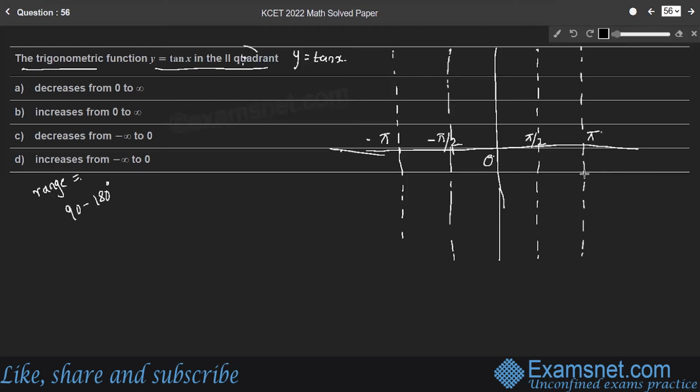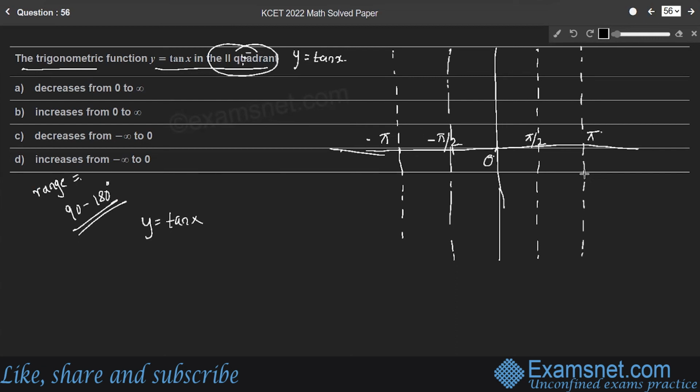So we need only the second quadrant, right? So the range of the angle is 90 to 180 degrees. Let us plot the graph from the origin. Here y is equal to tan x. If x is minus pi by 2, what is the value of y? Tan of minus pi by 2. Since tan of pi by 2 is infinity, right?